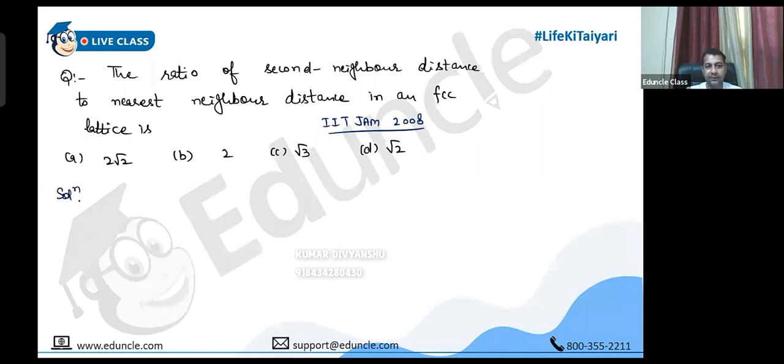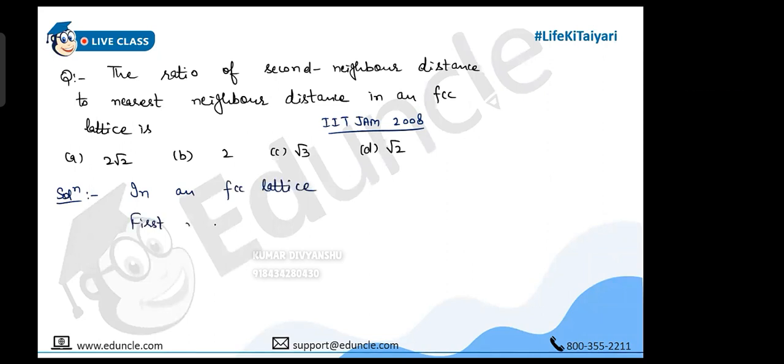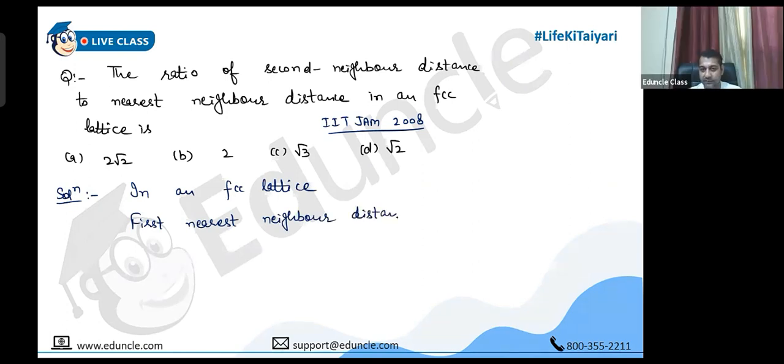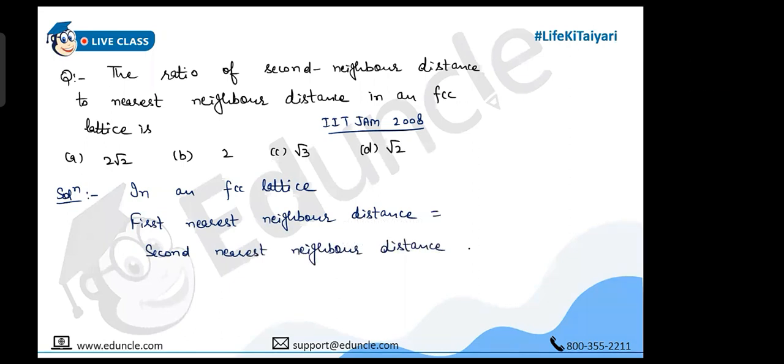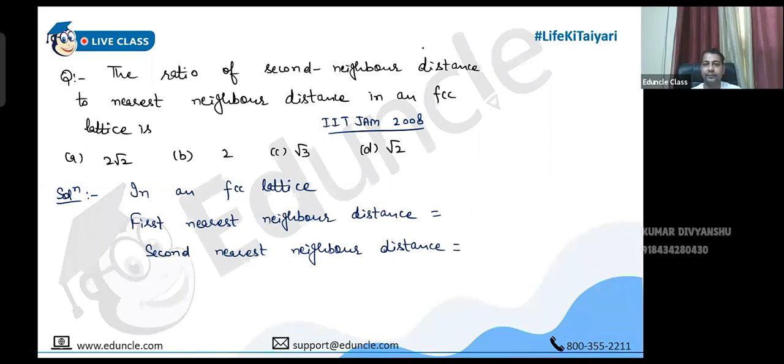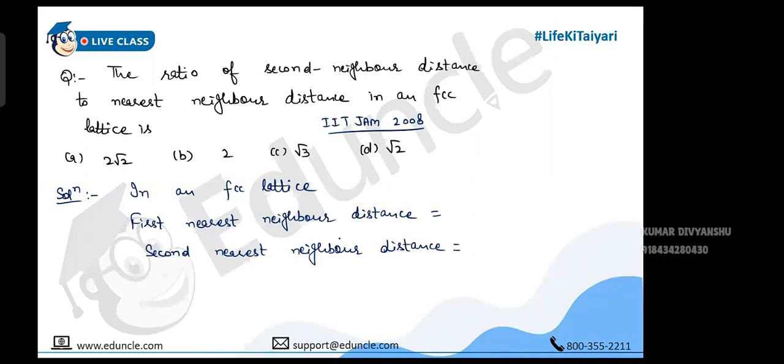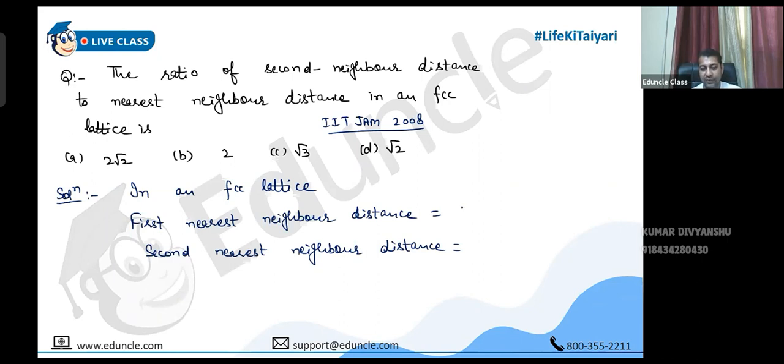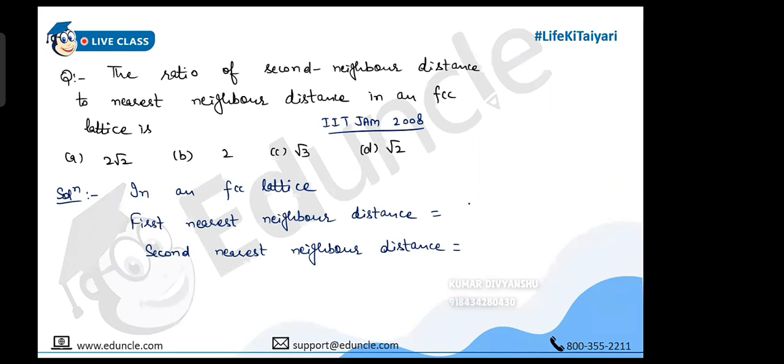So what is the answer? What was the first nearest neighbor distance? So root 3 by 2 a. First nearest neighbor distance. And what is the second nearest neighbor distance? Anyone? First and second. A by root 2, sir. A by root 2, first. And what about second? A, sir. Correct answer, D, sir.